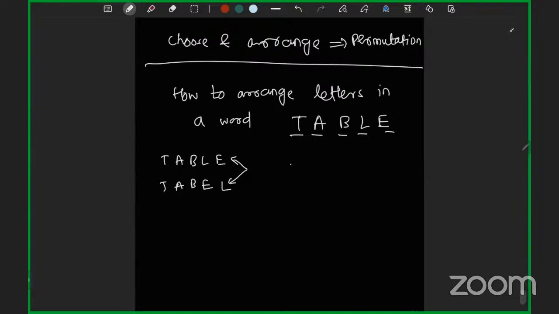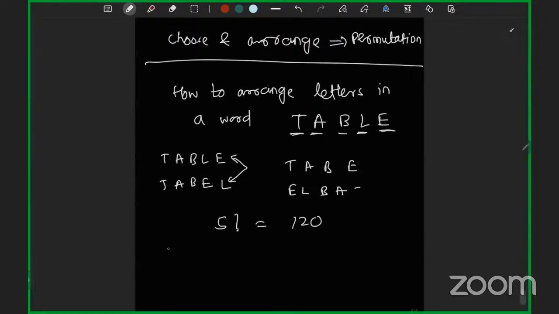And if you say TABLE is different from ELBAT, which is the opposite of this, these two are also different arrangements, right? So how will you do that? There are 5 objects, you have 5 elements. You have to just arrange all of them, right? So there are 5 factorial ways, and that is 120.